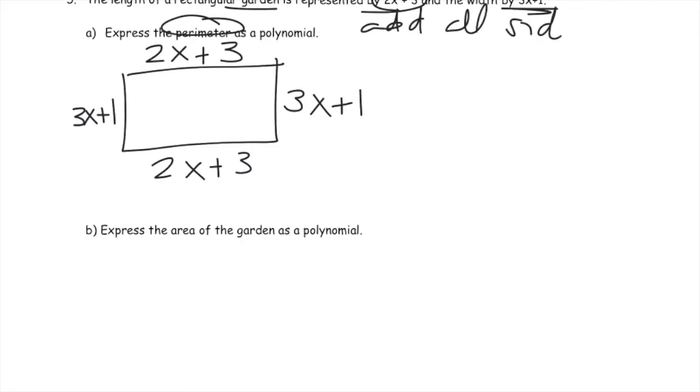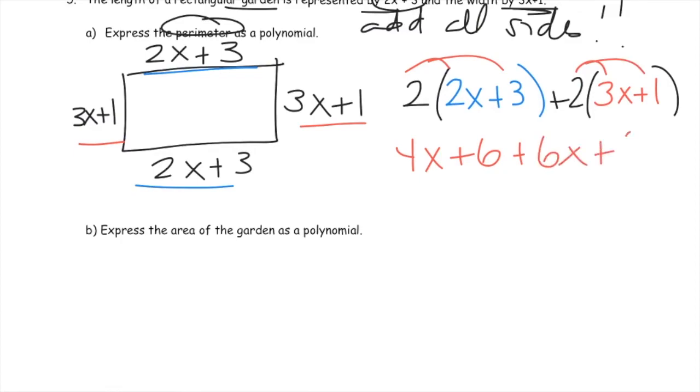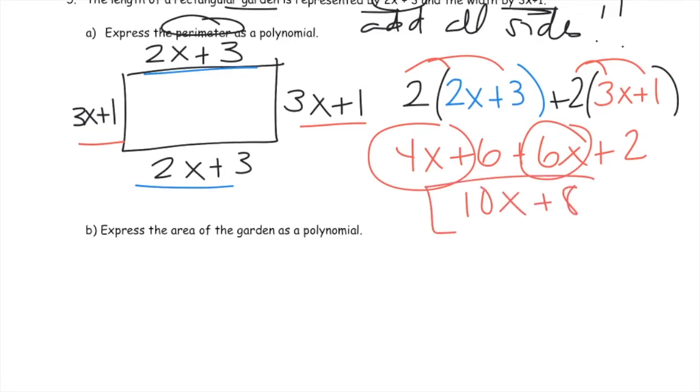So that's going to be 2 times the length plus 2 times the width. So that is 4x plus 6 plus 6x plus 2. Combine your like terms, 10x plus 8. That is the perimeter, the length around the rectangle.